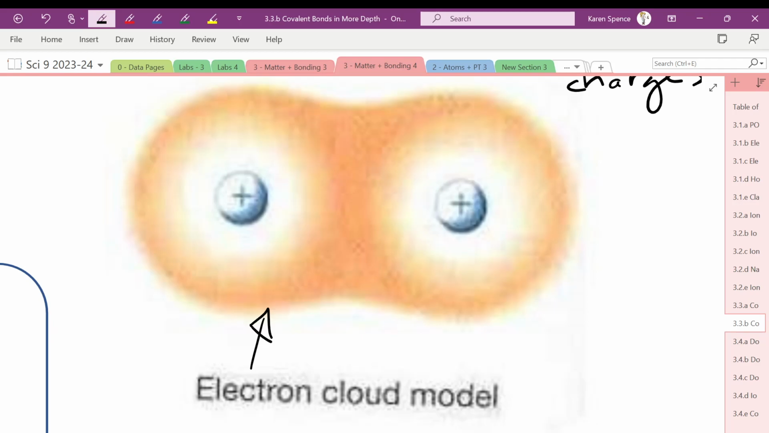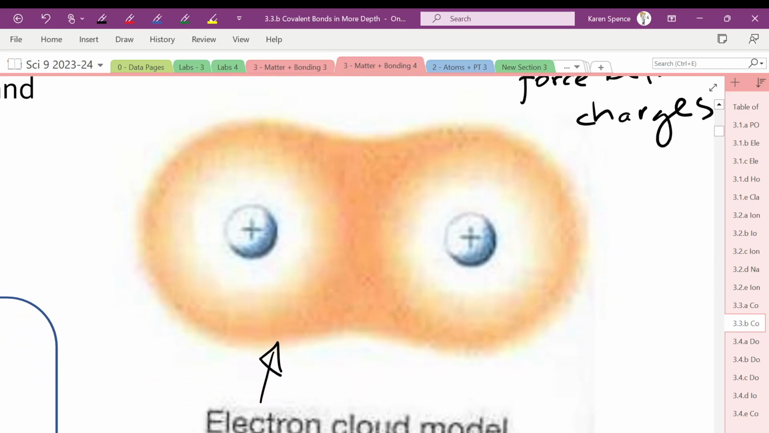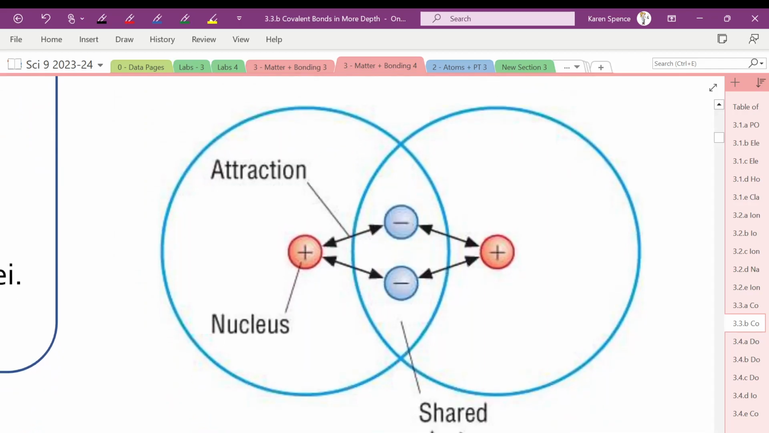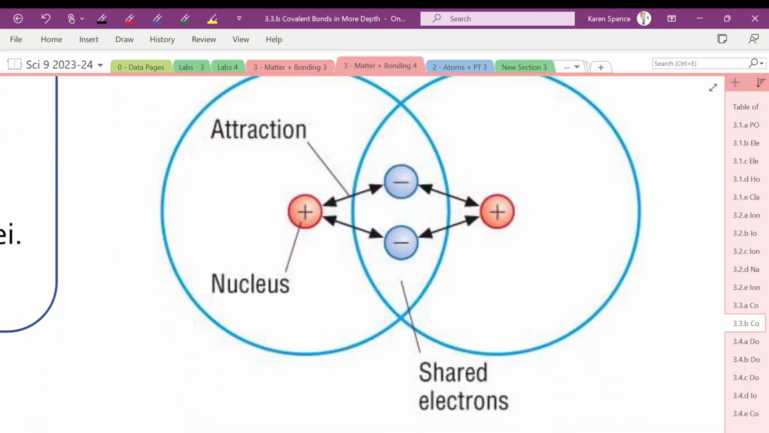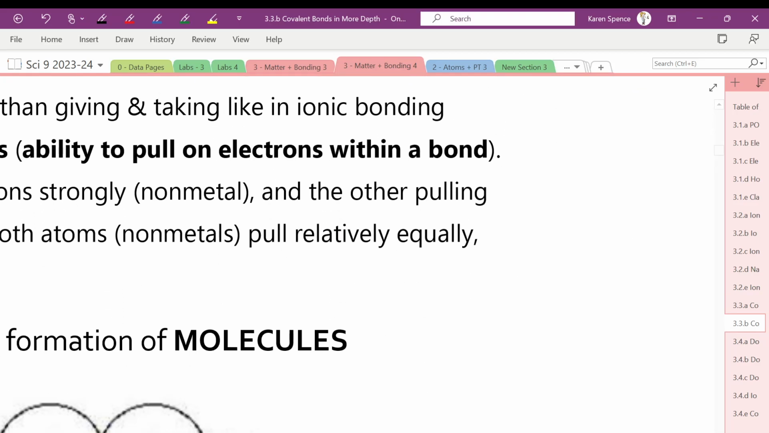Okay. We can also show this as the electron cloud model. You're not responsible for drawing the electron cloud model. And this is just a nicer picture of the attraction and the shared electrons. Okay, next page.